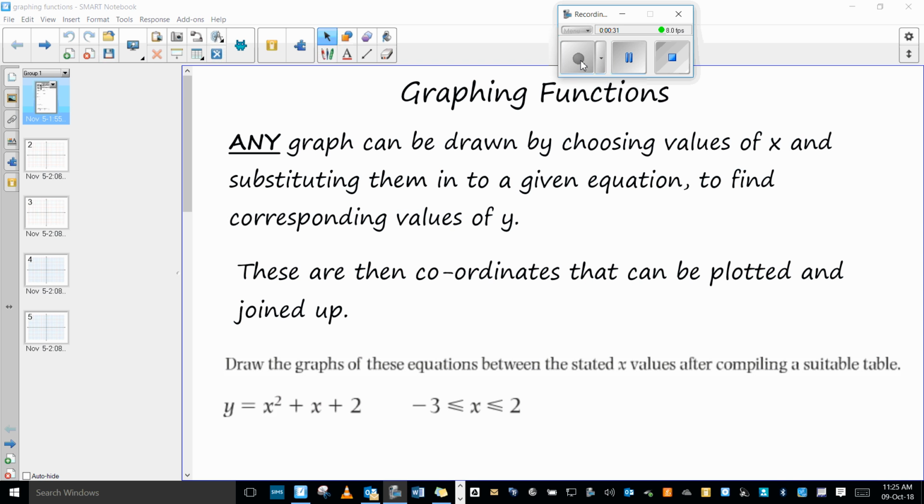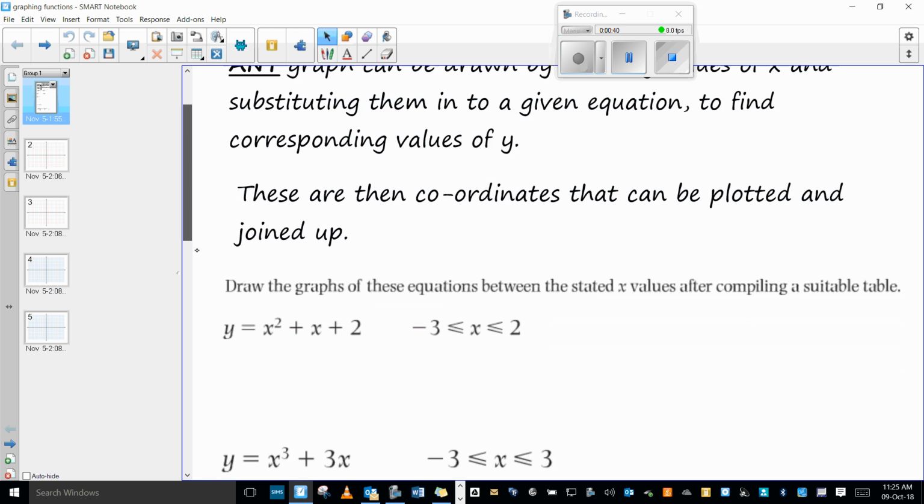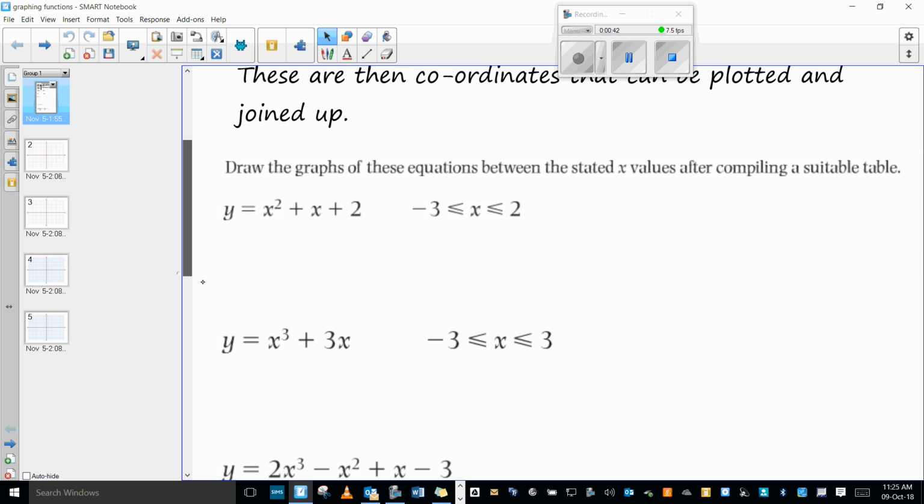So we choose values of x, substitute into the given equation, and find values of y. These then provide us with coordinates that we join up. Alright, so here we go. Draw the graph of these equations.